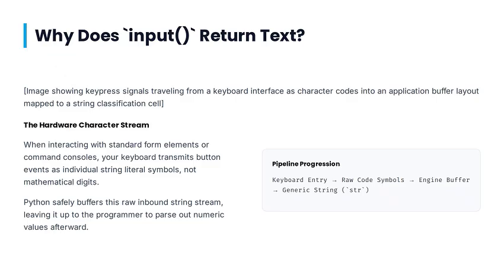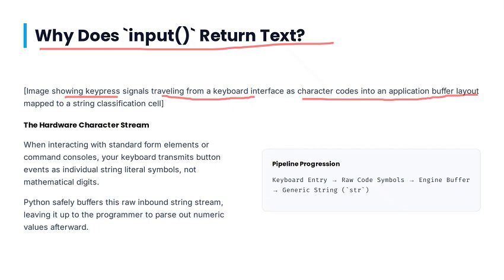Why does input return text? Image showing keypress signals traveling from a keyboard interface as a character code into an application buffer layout mapped to a string classification cell. The hardware character stream. When interacting with the standard input or command console, your keyboard transmits button events as individual string literal symbols, not mathematical digits. Python safely buffers this raw inbound string stream, leaving it up to the programmer to parse out the numerical values afterward.